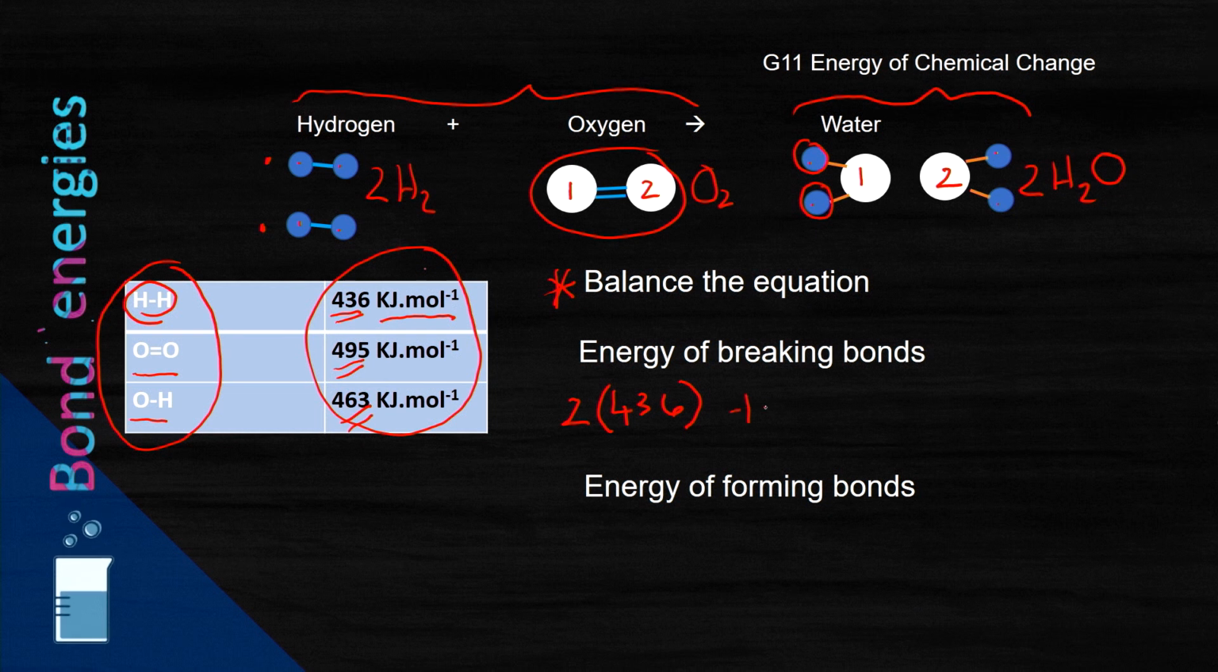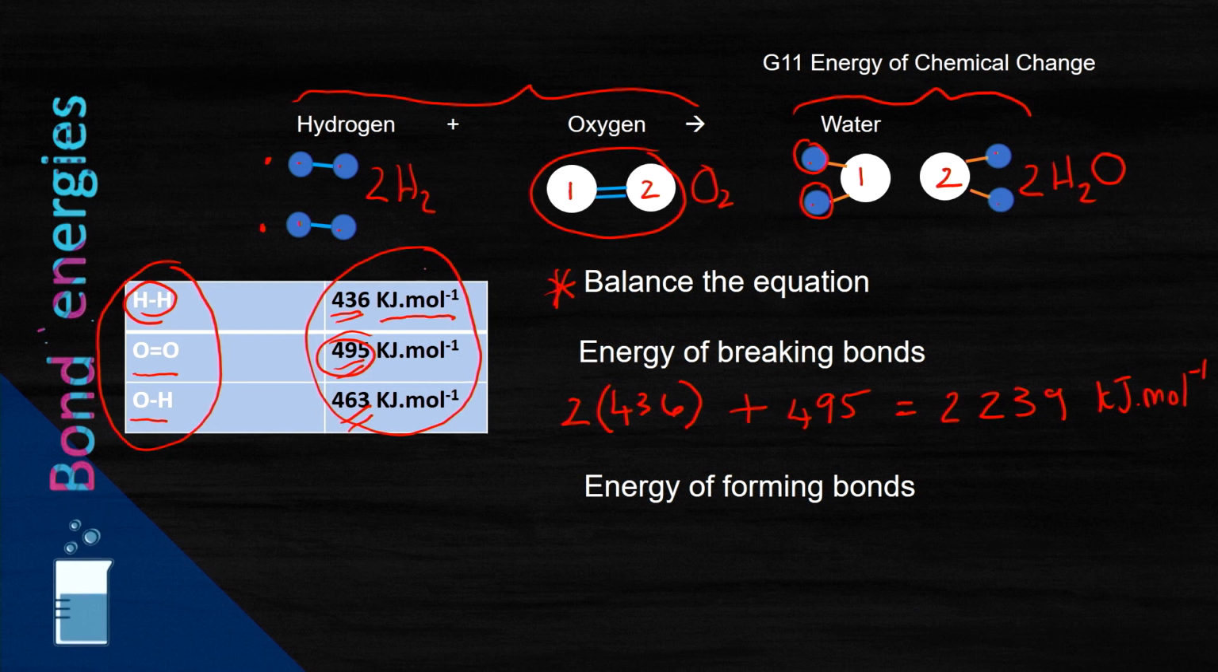Oxygen, I have to break up the oxygen molecule as well. There's only one of them, and so there will be my bond energy from the table, and if I calculate that, it will end up being 2,239 kilojoules per mole.